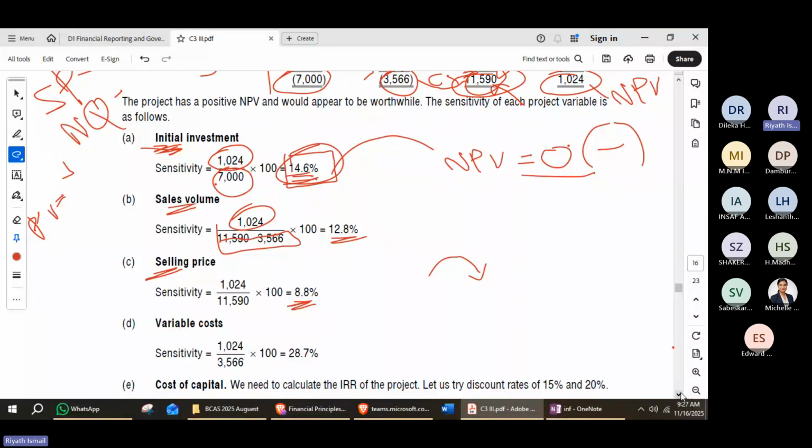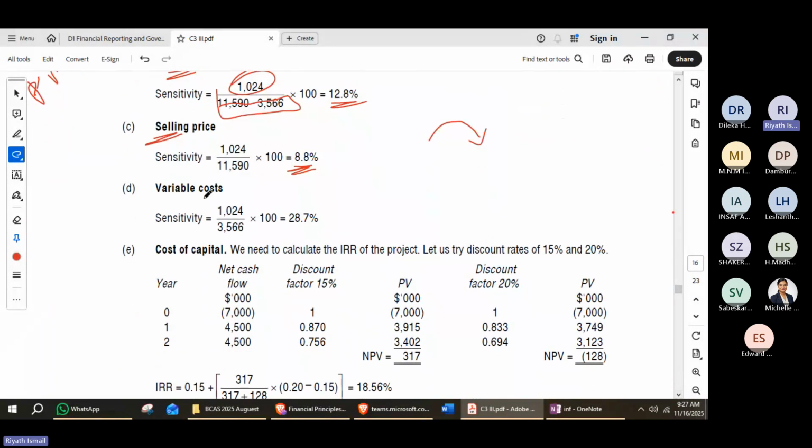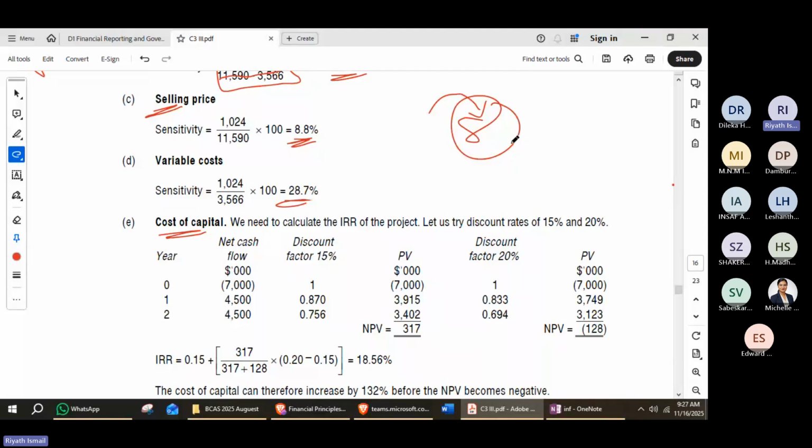And variable cost, 28.7. And cost of capital. So now the cost of capital is 8%. Now they are going to change the IRR. For IRR, they take 15% and 20%. What could be the IRR? Right here, they calculate IRR.